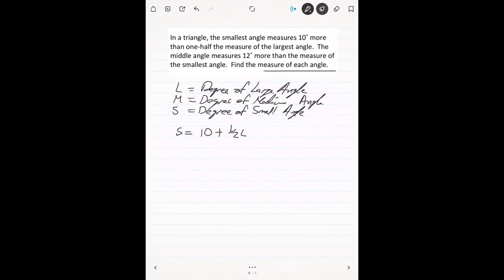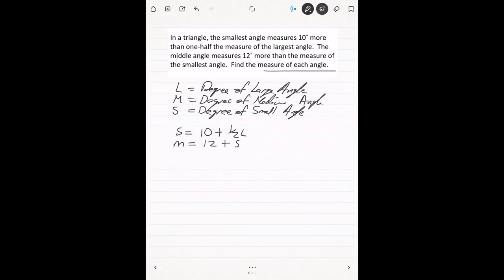This says the middle angle measures 12 degrees more than the measure of the smallest angle. Again, let's diagram. The being verb here is "measures." So the middle angle M equals 12 degrees more than the smallest angle. Again, we're just using our knowledge of diagramming sentences to help us write these equations.